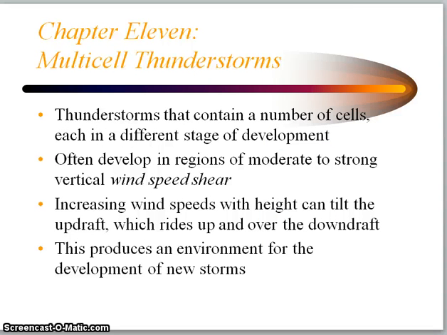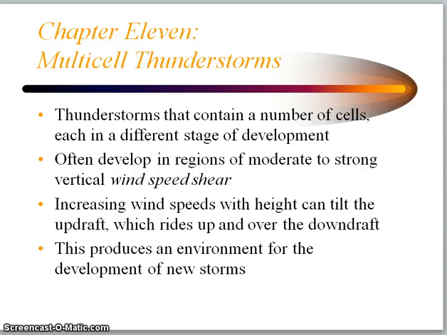Now, more serious and more intense are multi-cell thunderstorms, which are lines of thunderstorms which can contain a number of thunder cells, each in a different stage of development. These often develop in regions of moderate to strong vertical wind speed shear, meaning that the wind speed rapidly increases as you go up in the atmosphere.